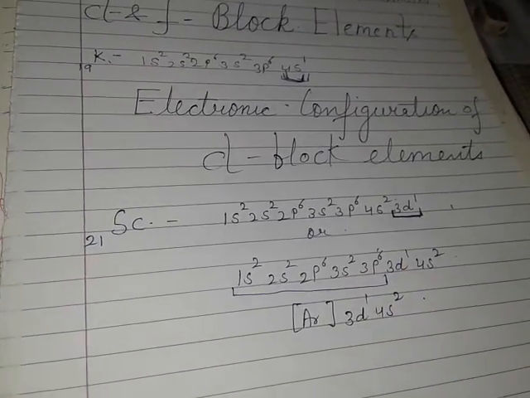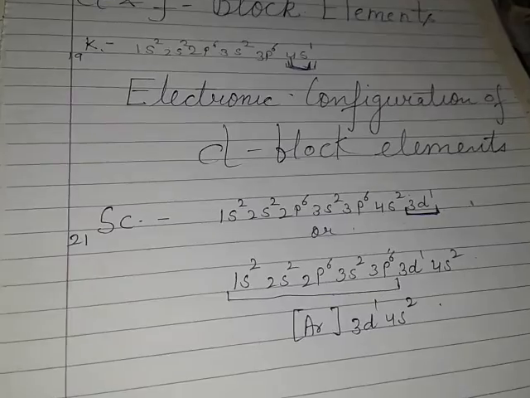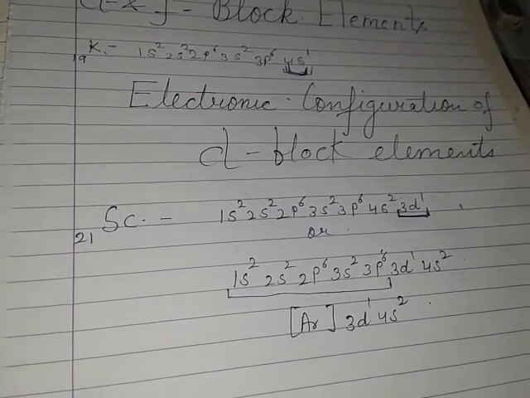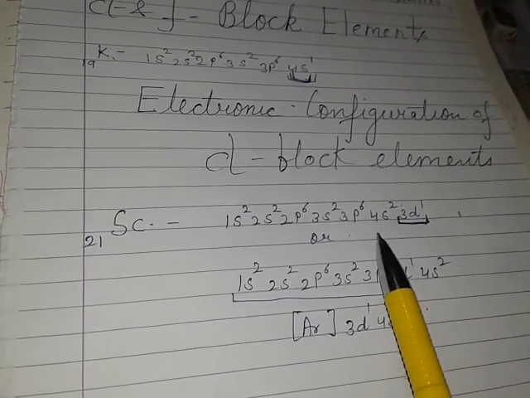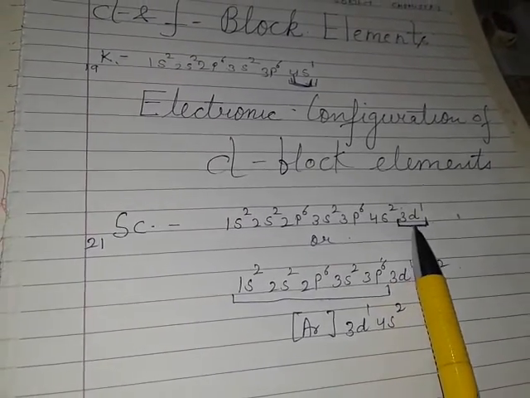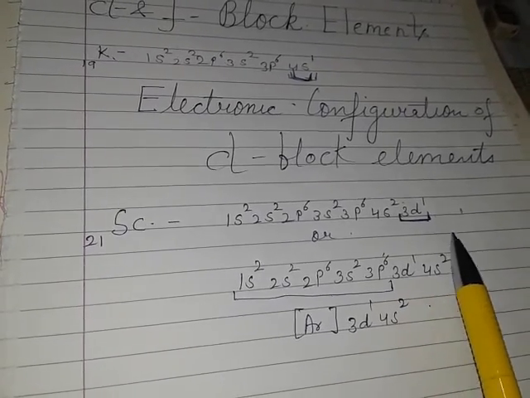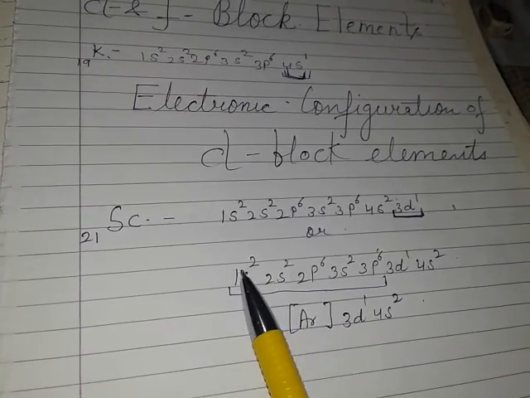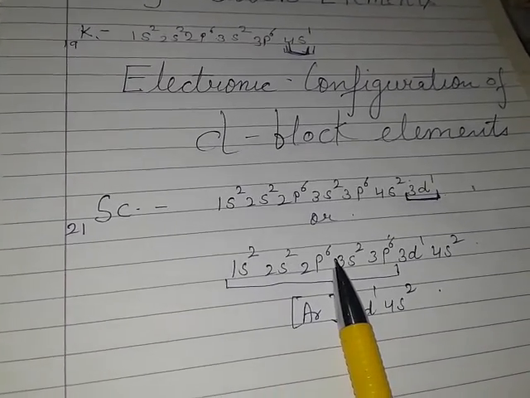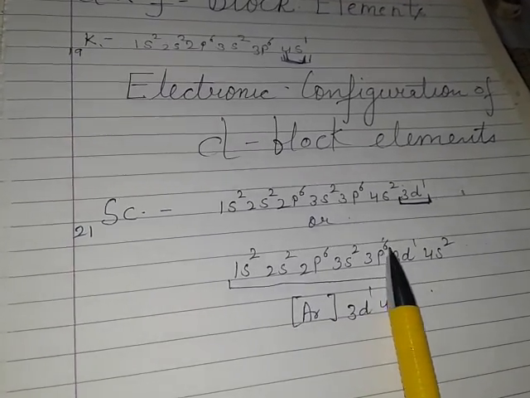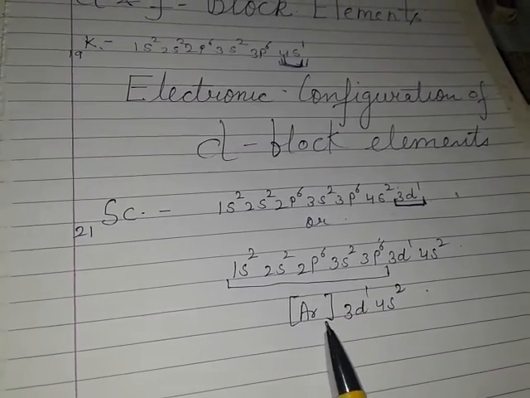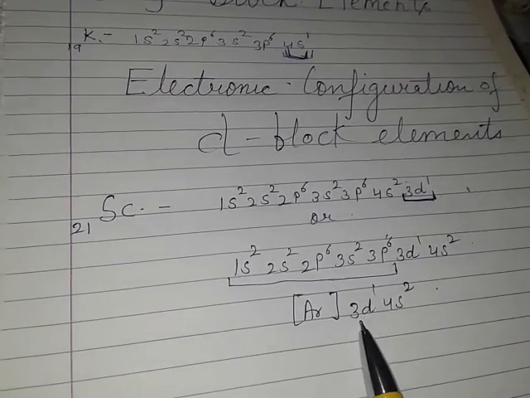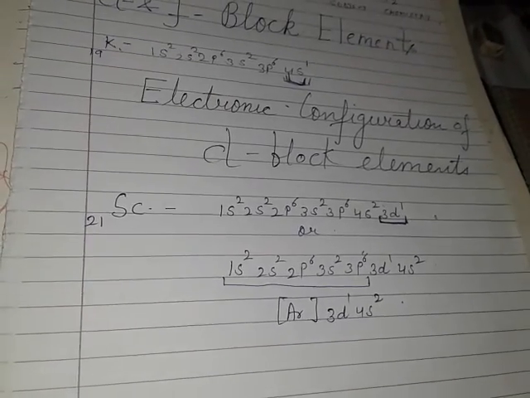Why? Because the 3d shell or orbital has higher energy as compared to 4s. So according to our basic rules, the electrons are filled in the increasing order of their energy. We can switch this configuration into a short form: 1s2, 2s2, 2p6, 2 plus 2 is 4, 4 plus 6 is 10, 10 plus 8 is 18. This 18 configuration is that of argon, so we can write argon, and the remaining we can write as 3d1 and 4s2. This is the configuration of scandium.